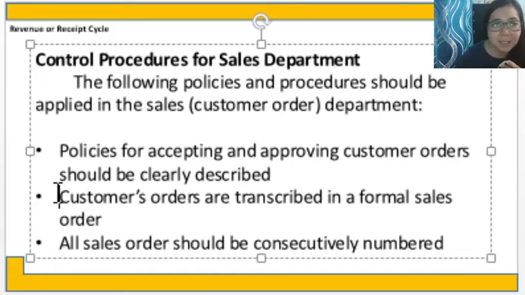Next, all sales orders should be consecutively numbered. Meaning, aside from the date specified in the form, the sales order form should be pre-numbered, so as to control the number of transactions that occurred in a day and to see to it that no transactions are recorded twice. So this is a form of internal control.